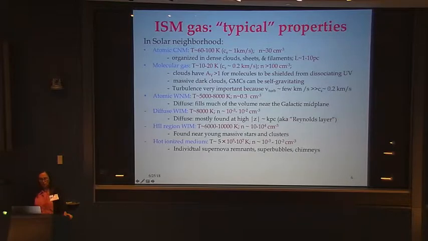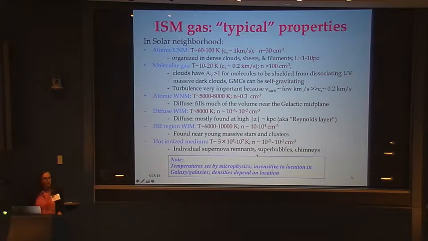So then there's the hot medium. Typical temperature is of order 1 million degrees, and densities are quite low because these were very high pressure regions, so they expanded, and then the remnant gas is still hot, but these are quite low density. And this kind of structure or morphology of these, so this hot gas is found either in individual supernova remnants or in superbubbles or kind of chimneys that are emerging from galaxies.